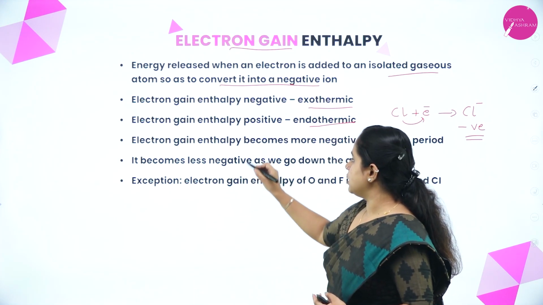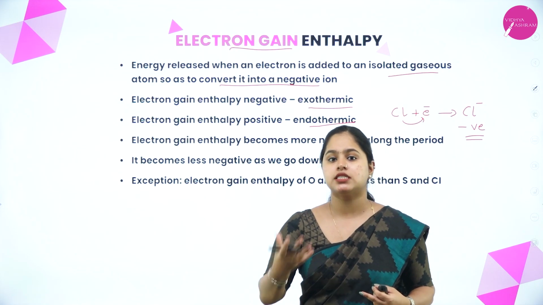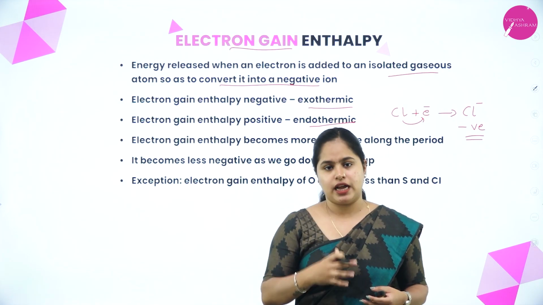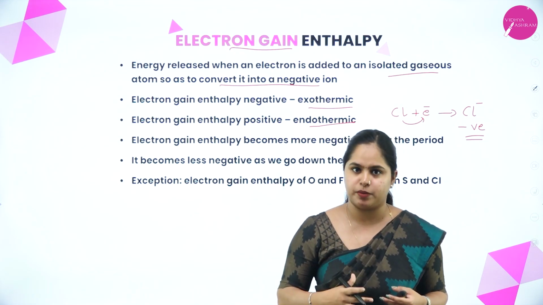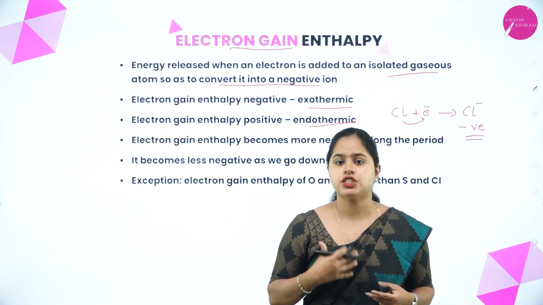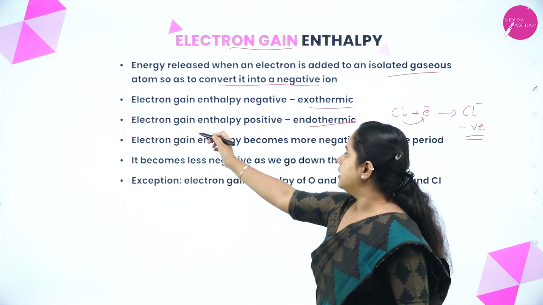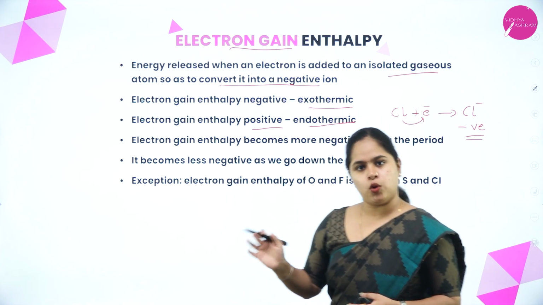But if the reaction that is happening is endothermic, endothermic means the system is accepting energy, right? That means we are giving the atom energy so that an electron is accepted. In such reactions, when the reaction is endothermic, the electron gain enthalpy will be positive. So I hope that is clear.